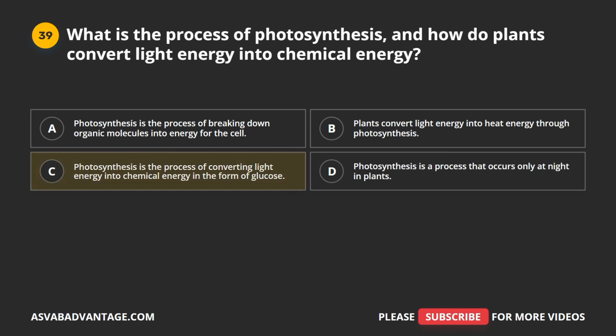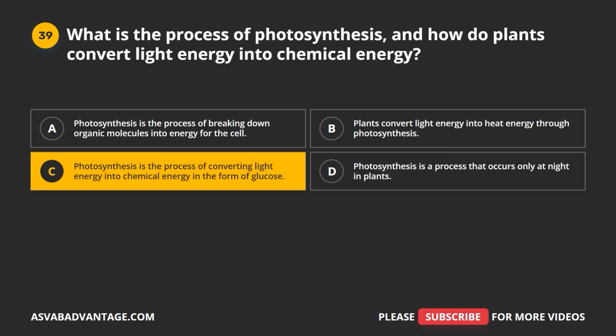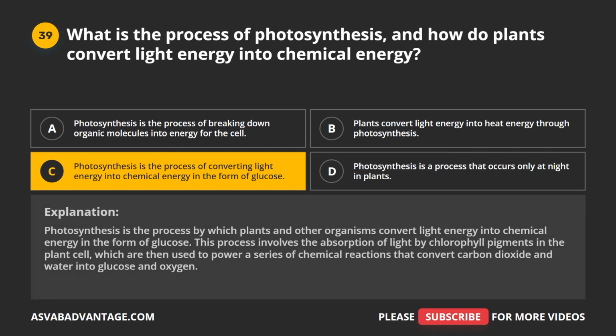The correct answer is C. Photosynthesis is the process of converting light energy into chemical energy in the form of glucose. Photosynthesis is the process by which plants and other organisms convert light energy into chemical energy in the form of glucose. This process involves the absorption of light by chlorophyll pigments in the plant cell, which are then used to power a series of chemical reactions that convert carbon dioxide and water into glucose and oxygen.